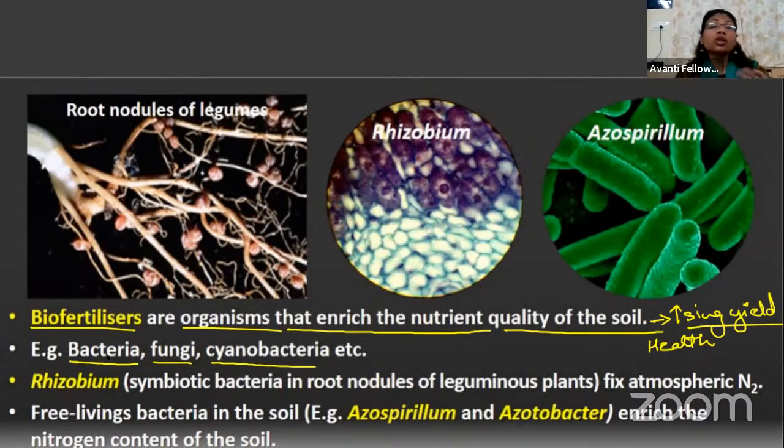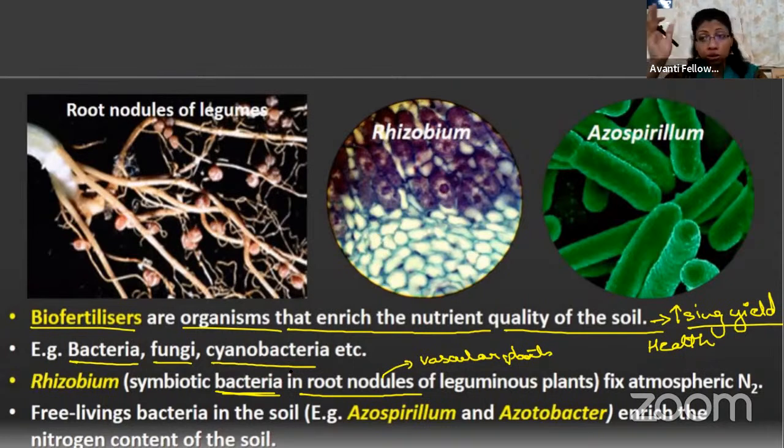So first, the most common example which we know is the rhizobium, right? Rhizobium is what? It is a symbiotic relationship between the root nodules of leguminous plants, or we can say the vascular plants, and the bacteria, right? Here we have the symbiotic relationship between the bacteria and the roots of the leguminous plants, right?